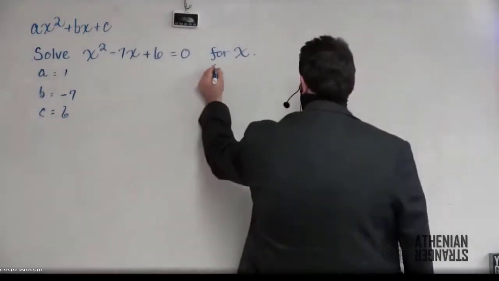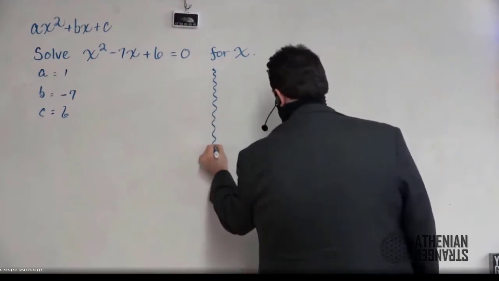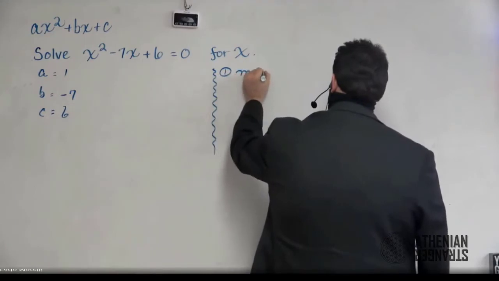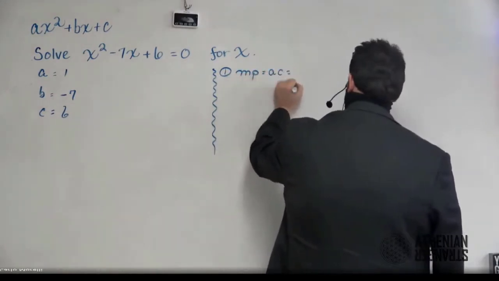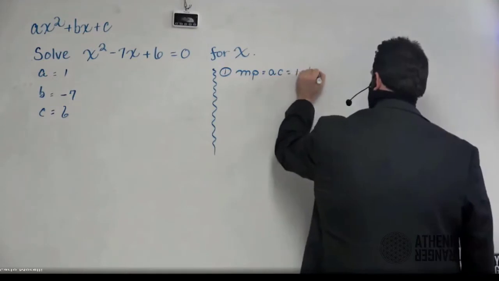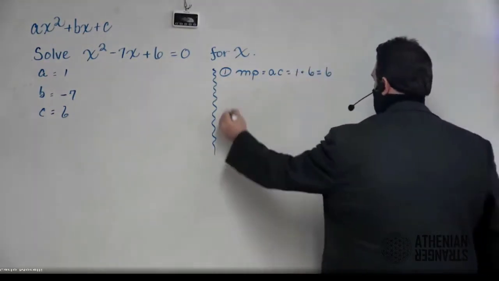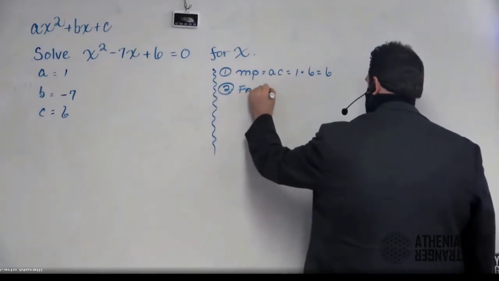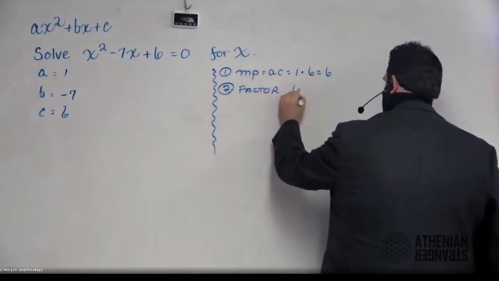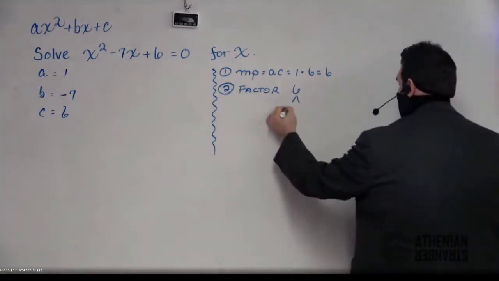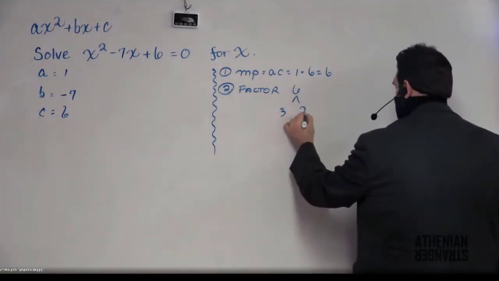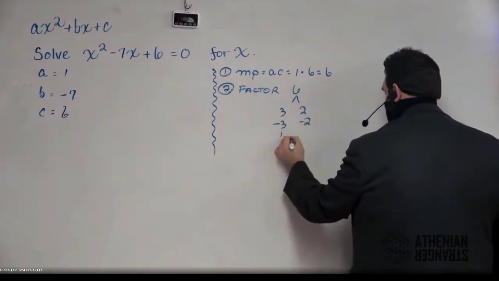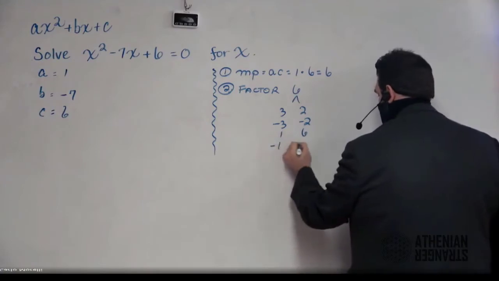We move on to the next step, which is to factor the left side. Okay, so that's where we came over here and I did my squigglies. Step 1 of factoring is to compute the master product, which equals a times c, which is 1 times 6, which is 6. And step 2 is to factor the master product, in which case we'd factor 6. My factor pairs are 3 and 2, negative 3 and negative 2, 1 and 6, negative 1 and negative 6.